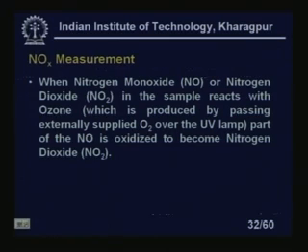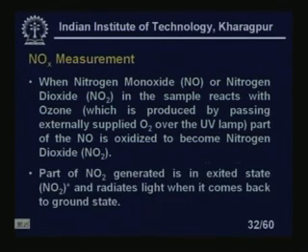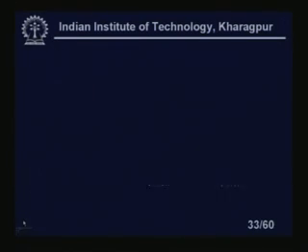Nitrogen monoxide or nitrogen dioxide in the sample reacts with ozone, which is produced by passing externally supplied O2 over a UV lamp. Part of the NO is oxidized to become nitrogen dioxide. Part of the NO2 generated in this is in the excited state, so actually we are defining it by this, please note.